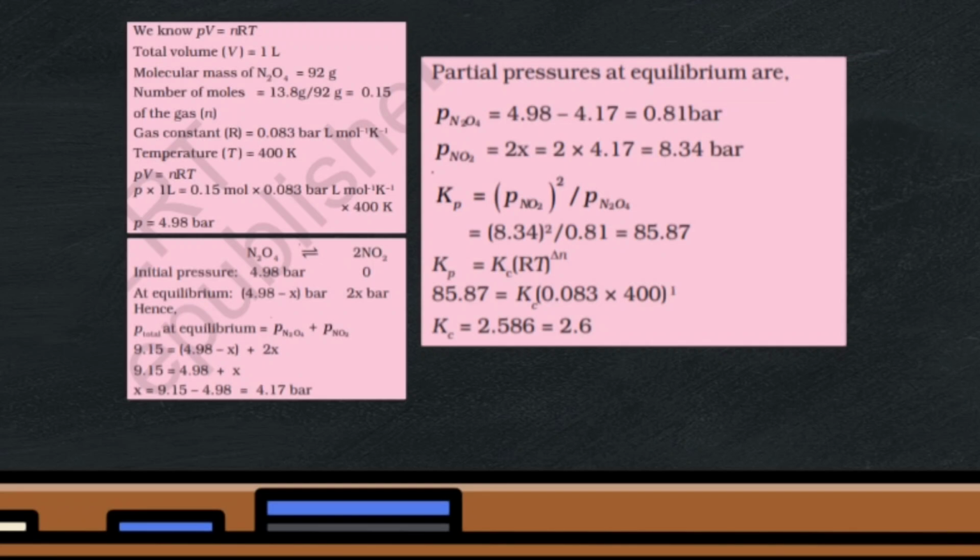We know that Kp is equal to Kc into RT power delta n. So Kp is known, that is 85.87 equal to Kc, which is unknown, and R is known, that is 0.083, and temperature is also known, that is 400, and delta n, which is the number of moles of product minus the number of moles of reactant. So in this reaction it will be 2 minus 1, which is equal to 1. So I have written it as the power, and we'll get the answer of Kc as 2.586, which can be approximated to 2.6.